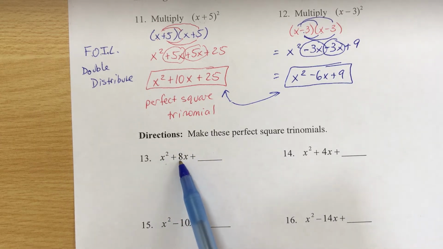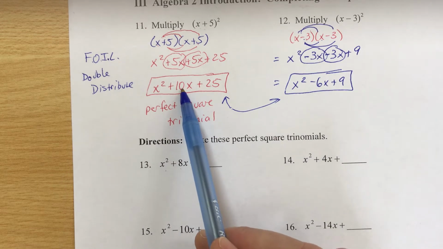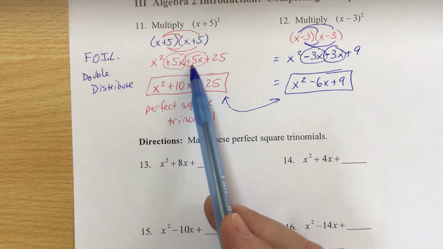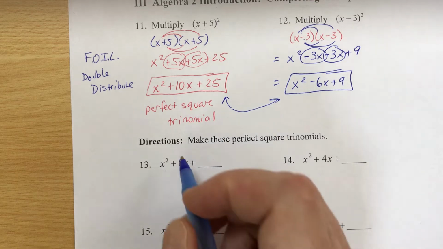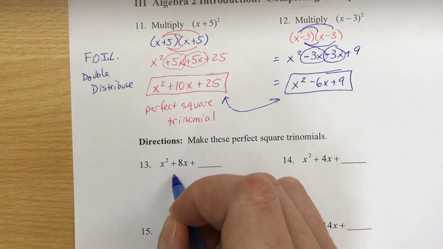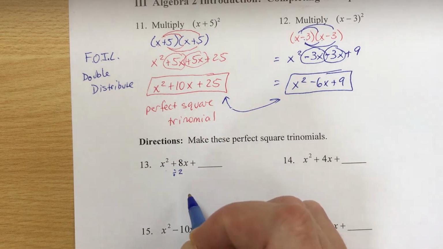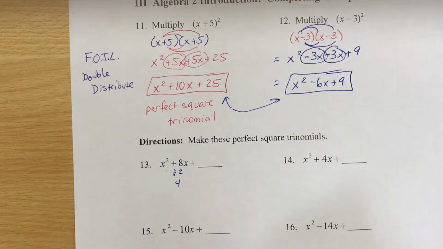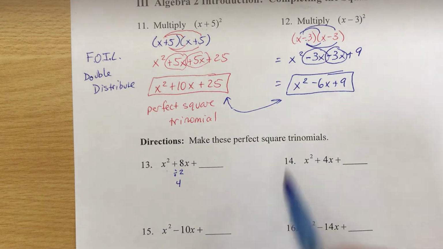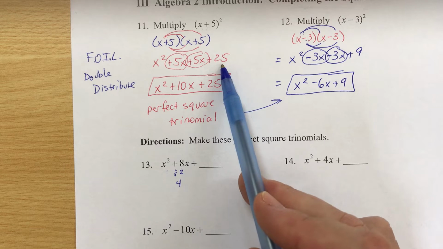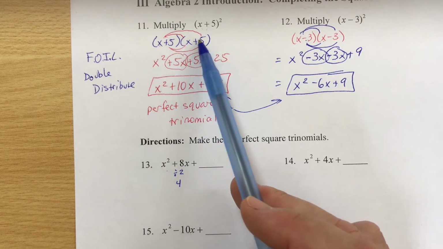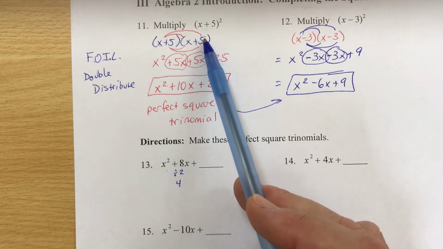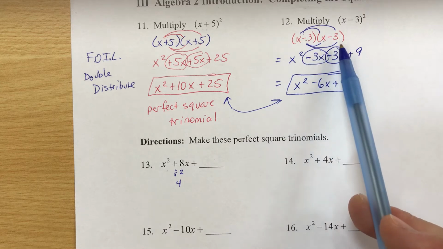Well, remember that the middle term comes from having the same thing twice. So I'm going to work backwards here. I'm going to take the 8 and think, what's half of 8? I'm going to divide by 2. So it must have been 4x and 4x. And to get this last term here, the 25, it was where I multiplied the 5 and the 5. Or I multiplied negative 3 and negative 3.